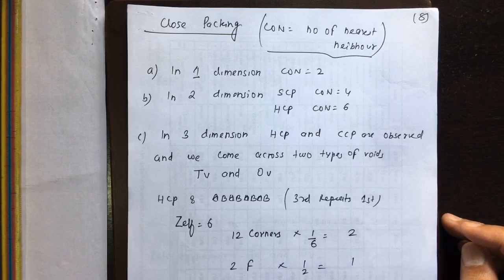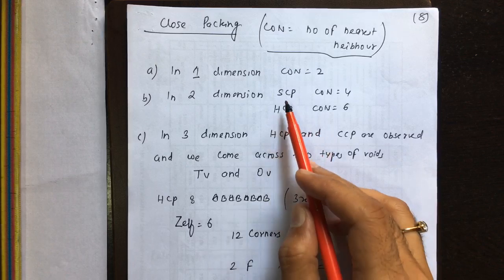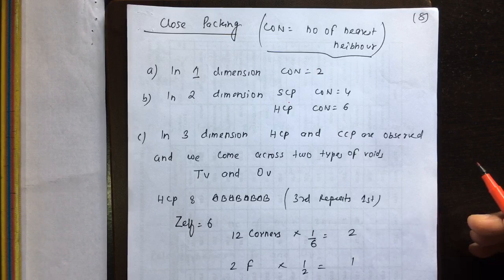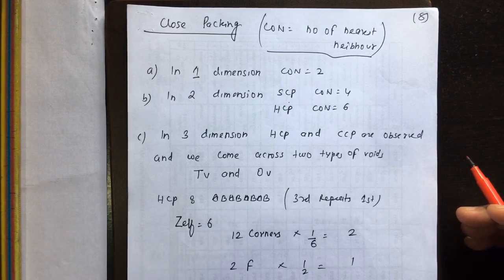In 2 dimensions, we have 2 types of packing. One is called SCP, square close packing, and hexagonal close packing. If you see square close packing, the coordination number is equal to 4. And if you talk about hexagonal close packing, the coordination number is equal to 6. So this is in 2 dimensions. See, as I have already told you, this is a visualization based chapter. So you need to see the structures, you need to see the colorful diagrams in order to understand it more efficiently. Okay.